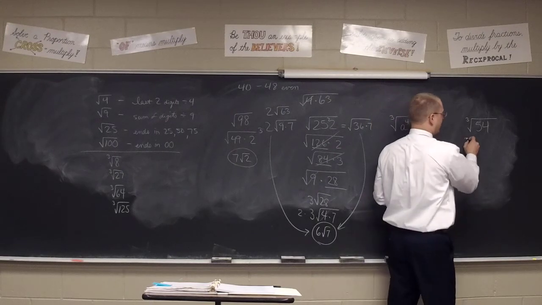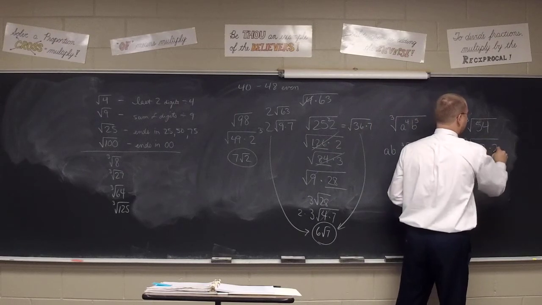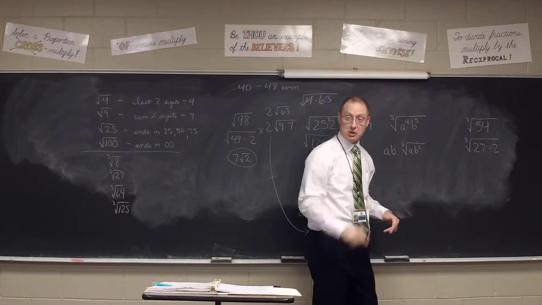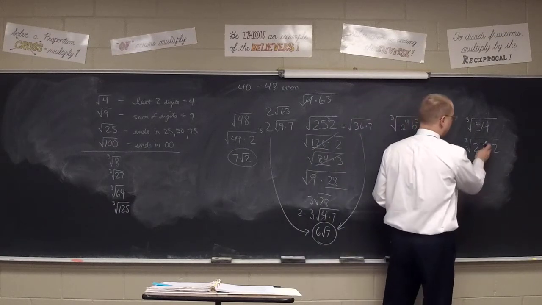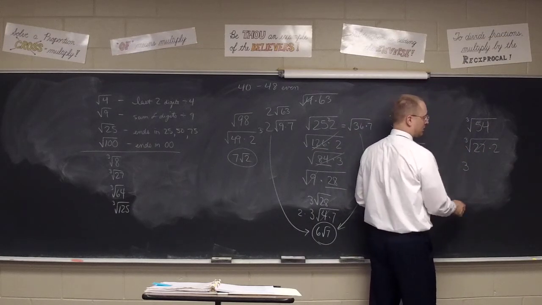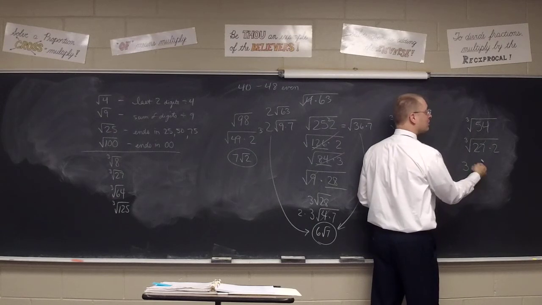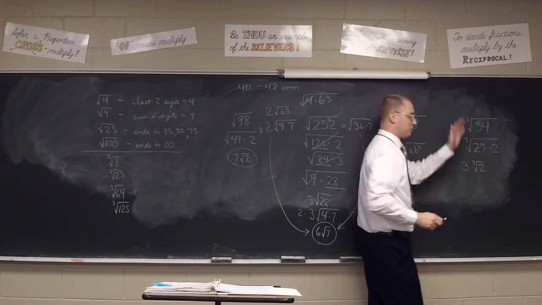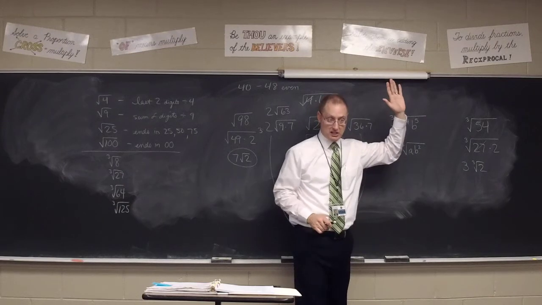27 is the key number. Now, there happens to also be a 2, but the 27 is the main number I'm focused on, because I can take the cube root of 27. But I'm going to have to leave the cube root of 2. How many had 3 times the cube root of 2 for number 46?